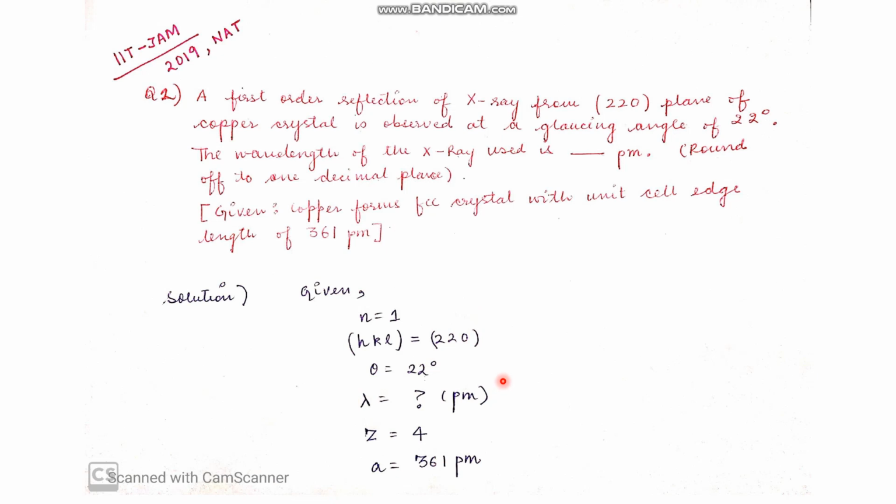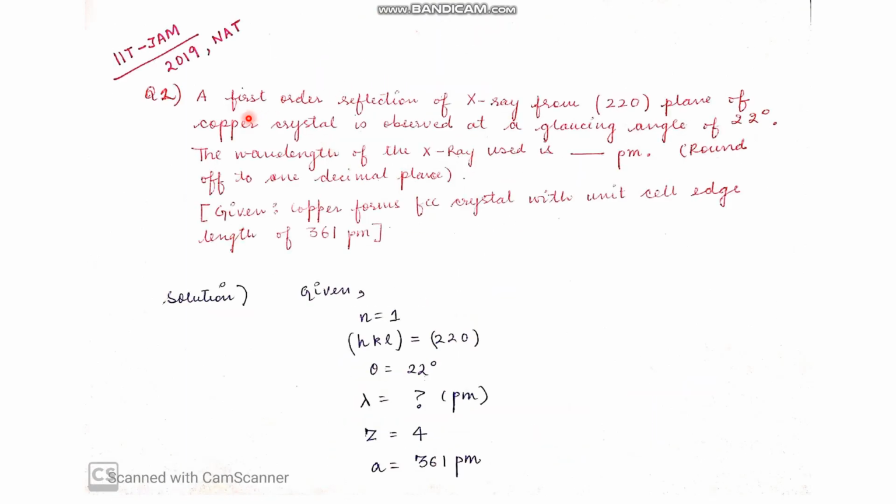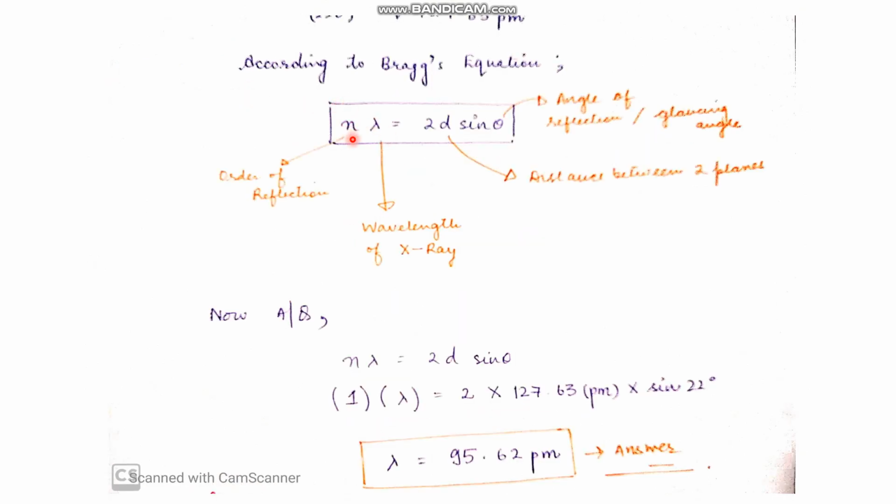Now by seeing all this information, one thing would come to your mind, that we can use Bragg's equation. We have to find out the value of lambda. So by using Bragg's equation, we can find out the value of the wavelength. Basically Bragg's equation is this: n lambda equals 2d sine theta. So n is given over here, that is n is 1. It's a first order reflection, so n is 1.